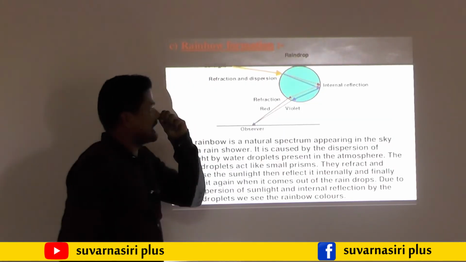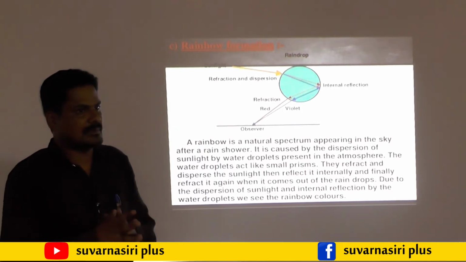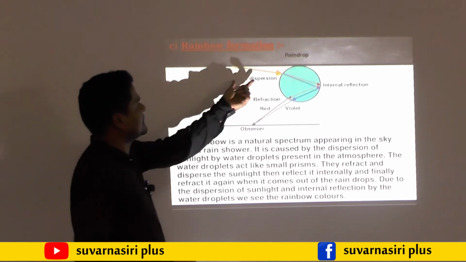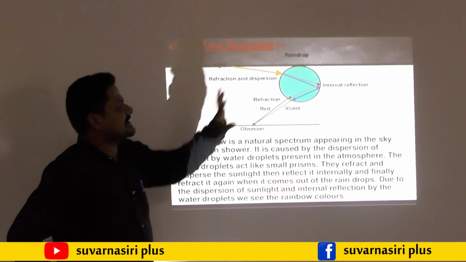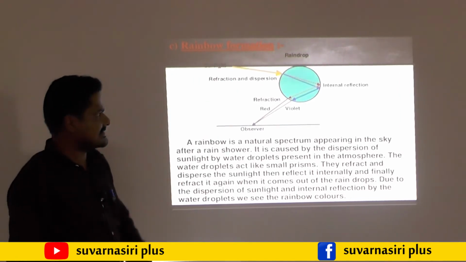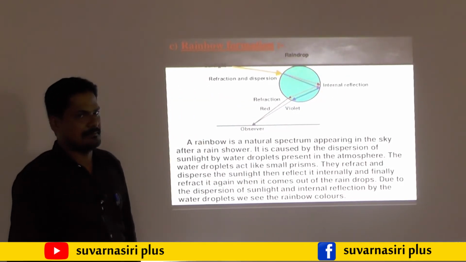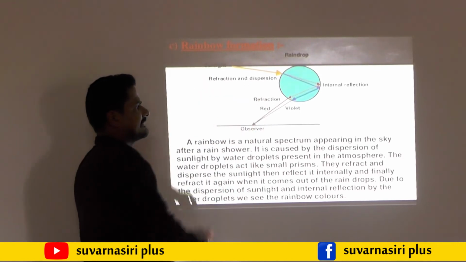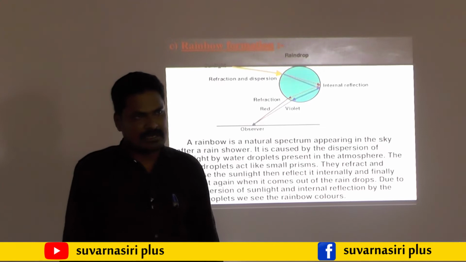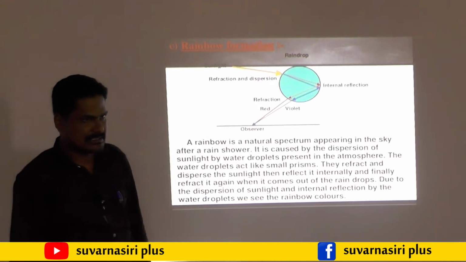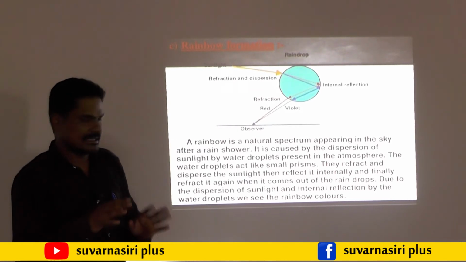The rainbow is formed by 3 processes. The first one is refraction and dispersion. Students, you have to understand that refraction and dispersion happen in the first case, in the second case total internal reflection happens, and in the third case refraction happens again, and we see 7 colors. You already know that when white light passes through a prism, it forms 7 colors. In the case of a rainbow, the same thing happens.